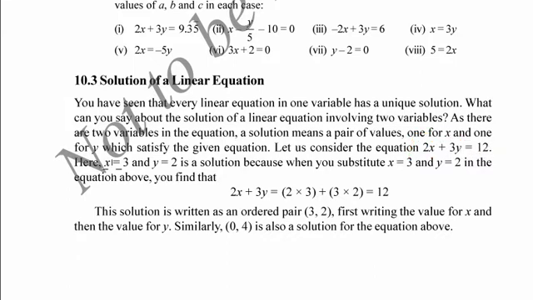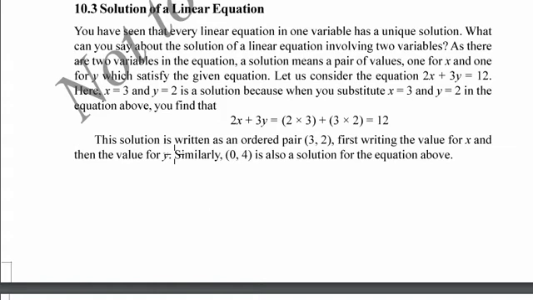When we substitute the value of x is equal to 3 and the value of y is equal to 2, this expression becomes 2 times 3 is equal to 6 and 3 times 2 is equal to 6. 6 plus 6 is equal to 12. So x is equal to 3 and y is equal to 2 is one of the solutions for the equation. This solution could be written as 3 comma 2. This solution is written as an ordered pair 3 comma 2.